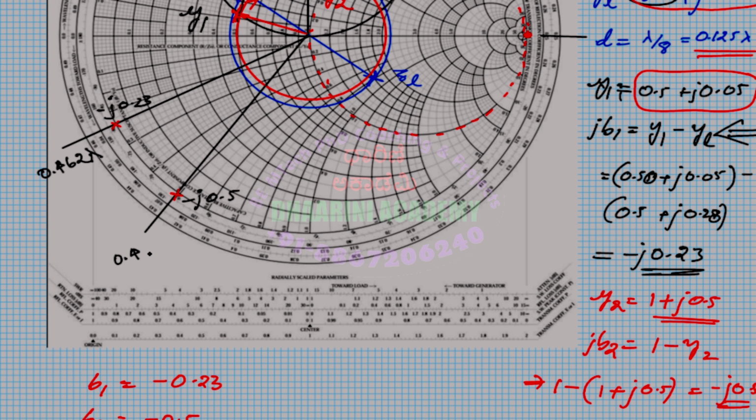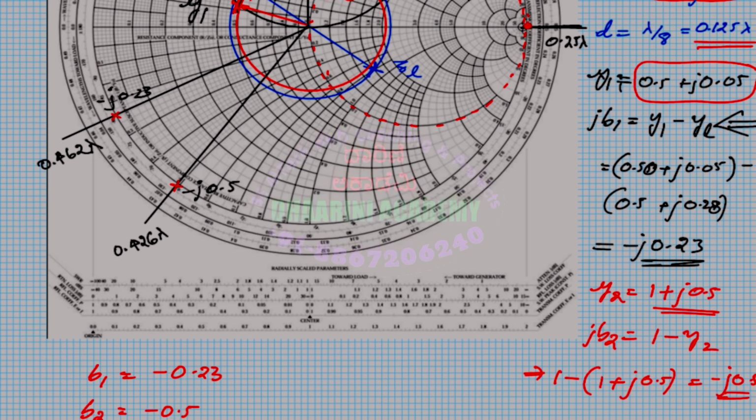0.426 lambda. Now I'm supposed to measure from this point, which corresponds to infinity, correct? That is equal to 0.25 lambda. I want to measure the distance from here to here, so 0.426 minus 0.25 is the length of the second step, b2. b2 corresponds to l2, b1 corresponds to l1. The length of the first step and the second step we can simply calculate like this.